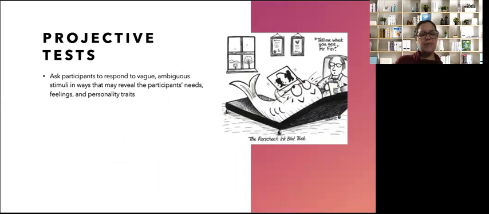Let's look at another type of personality test. These are referred to as projective tests. These are really fun. I always love talking about these. They're so weird, but they're interesting. They are interesting to talk about.